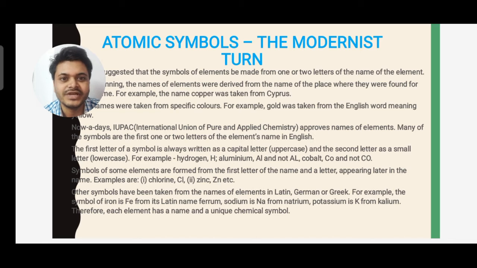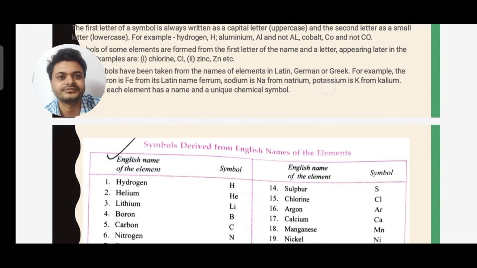For example, the symbol of iron is Fe, from its Latin name ferrum. Sodium is Na from natrum, and potassium is K from kalium. Therefore each element has a name and a unique chemical symbol. Here I've given many symbols, you have to memorize them all.